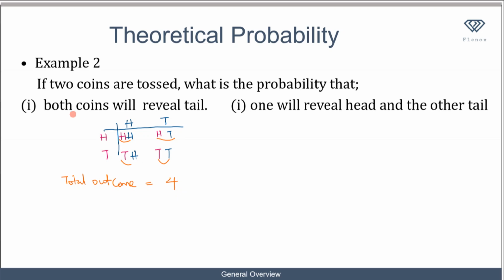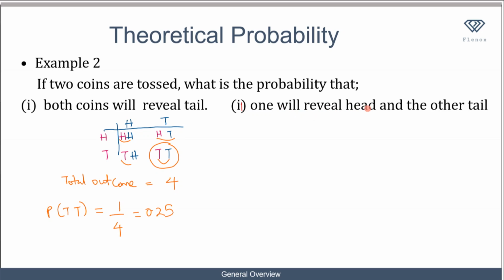So the question asks us to find the probability that both coins will reveal tail. So out of these 4 possibilities, how many of them has both of them revealing tail? We can see that this is the only option in which both of them are tail. So the probability of having both of them as tail equals how many times does it appear? It appears just once over what is the total number of possible outcomes? 4. So you get 1 over 4, which is the same as 0.25.